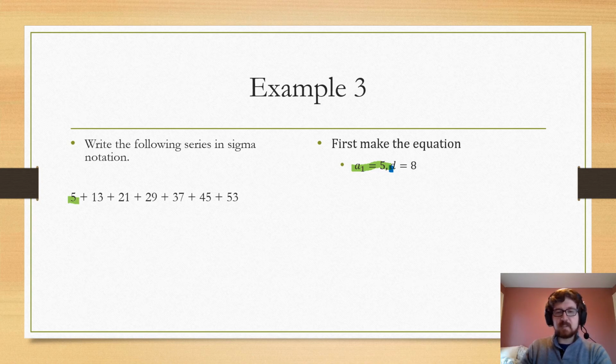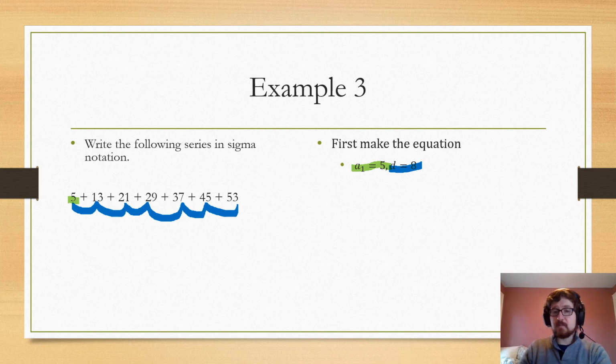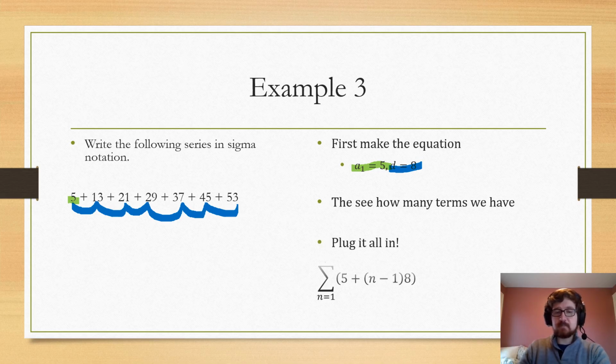We know the common difference is 8 because this goes up by 8, up by 8, up by 8, up by 8, up by 8, and up by 8. Last, we know that we need 1, 2, 3, 4, 5, 6, 7 terms. So let's plug it all in. We're starting with the first term, ending with the seventh. Again, that's because we have 7 terms in this sequence up here.